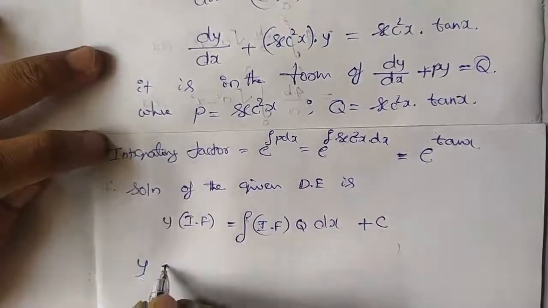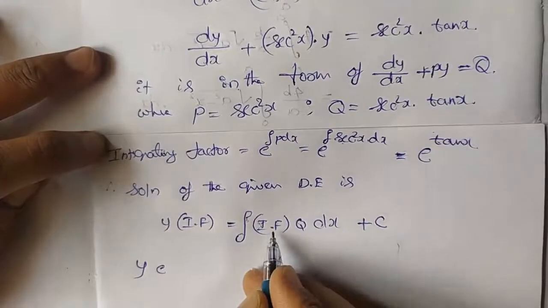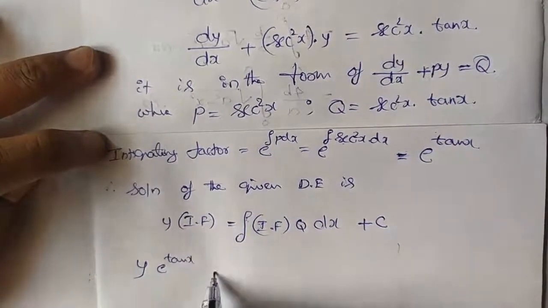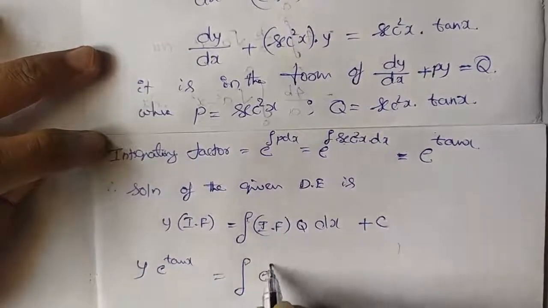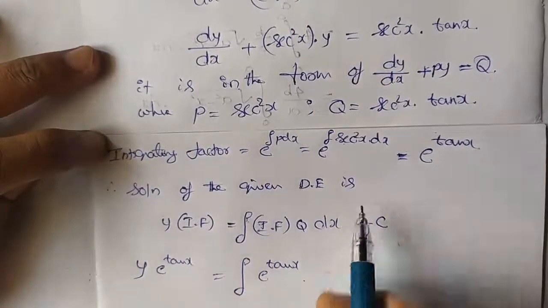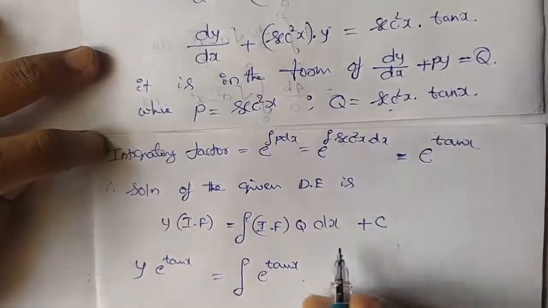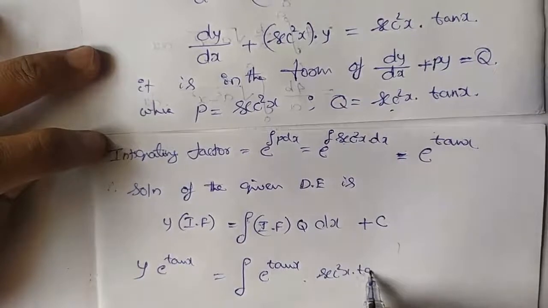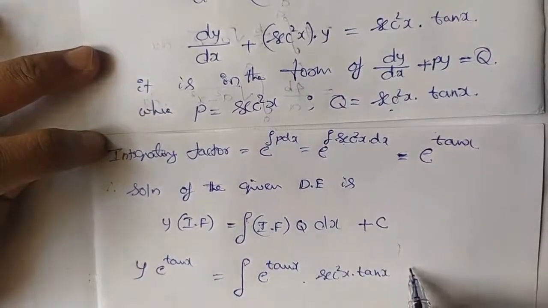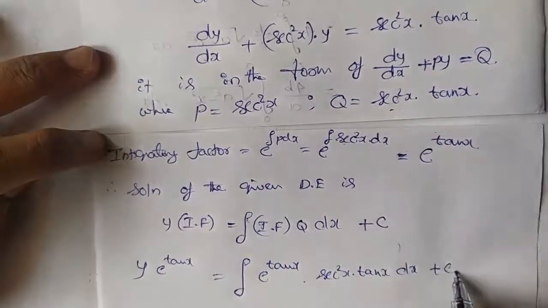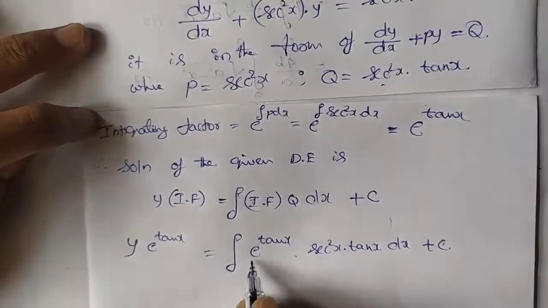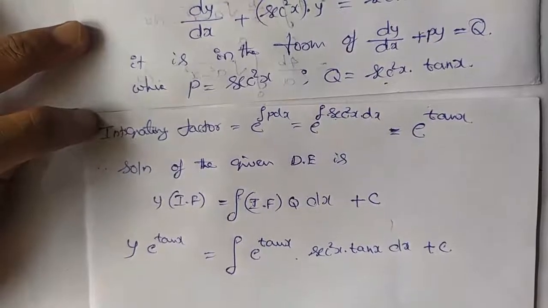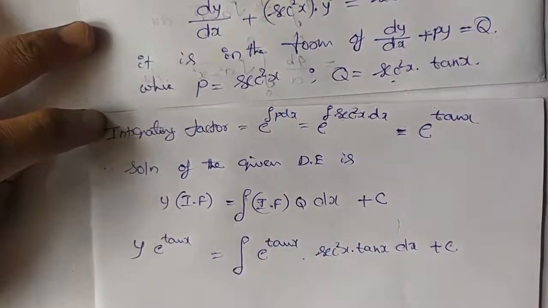Y into e power tan x. Substitute q and the integrating factor: y into e power tan x equals integration of e power tan x into q. Q is secant square x into tan x, dx, plus c. Now let us integrate this function by taking a substitution. Put secant square x equals t.